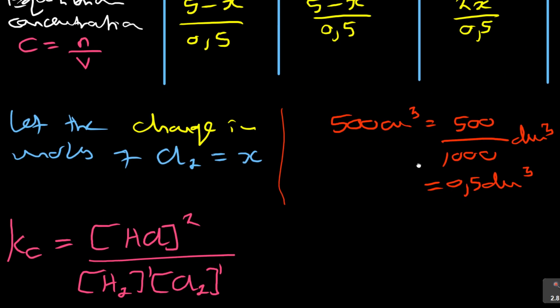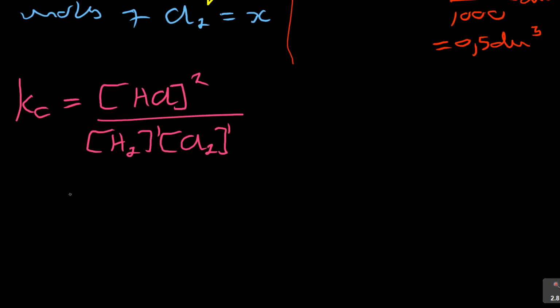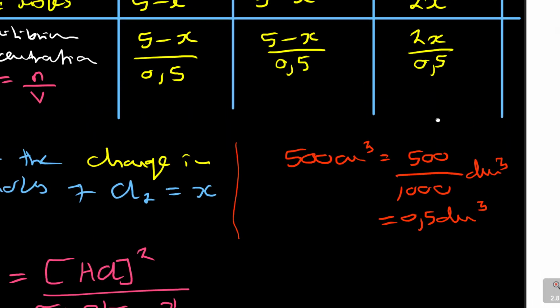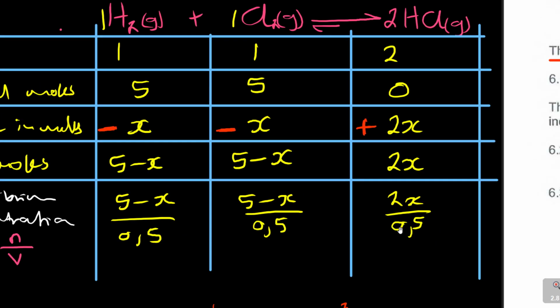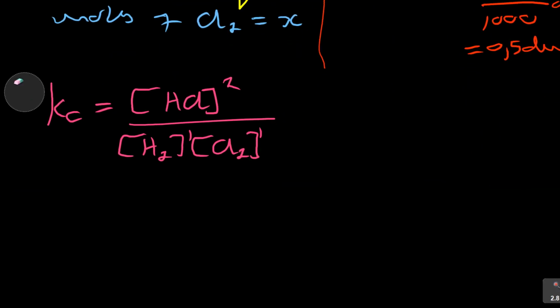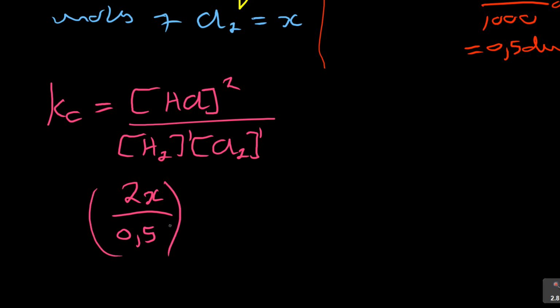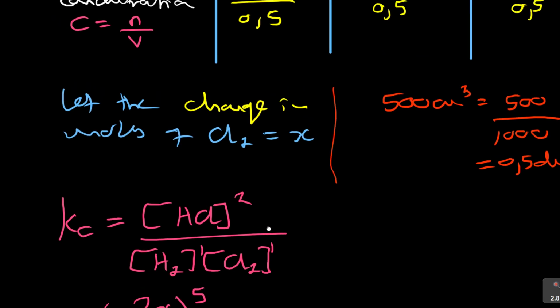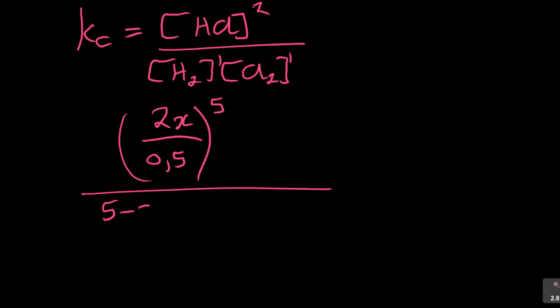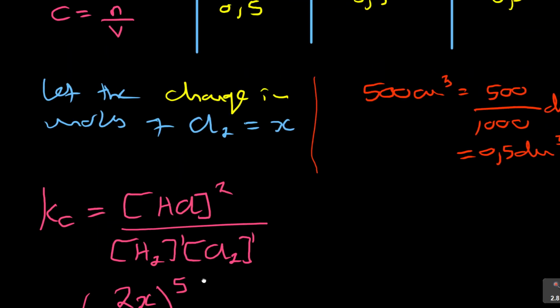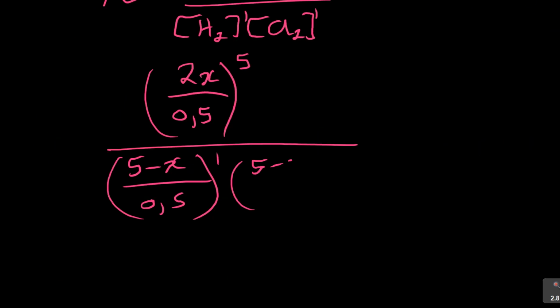Now you start substituting. So what are you having? 5 minus x over 0.5. What am I doing? It's the concentration of HCl, sorry, 2x over 0.5. It's 2x because it's the top, which is 2x over 0.5 squared, right? Over, now I can have my 5 minus x over 0.5. And then that is hydrogen to the power 1, and the other one is also 5 minus x over 0.5. Small x squared.